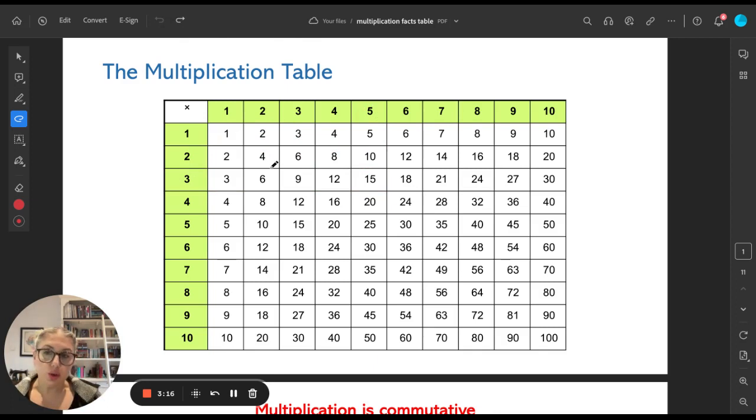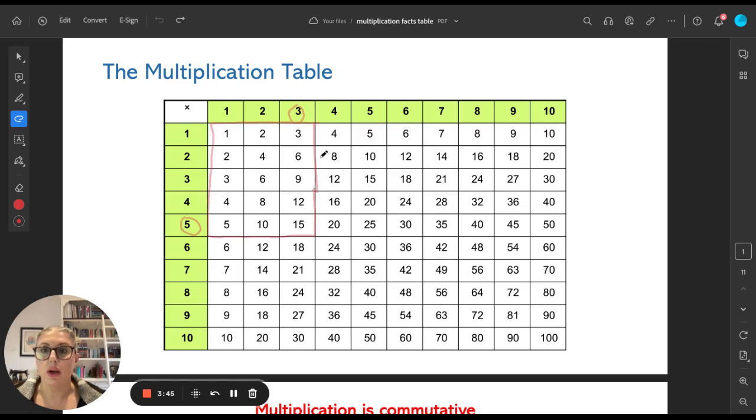Next, I want to look at commutativity, the commutative law. So the commutative law states that it doesn't matter which way I multiply my two numbers, so which way the factors are, they will still give me the same answer. And what I mean by that is I just did a 3 by 5 multiplication. So if I do a 5 by 3, I still get 15.